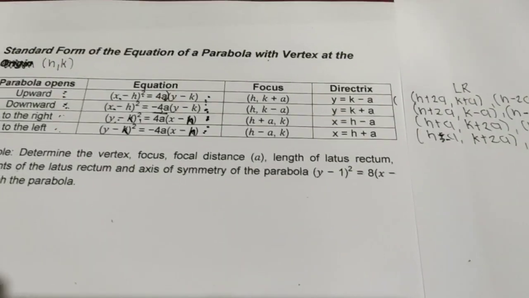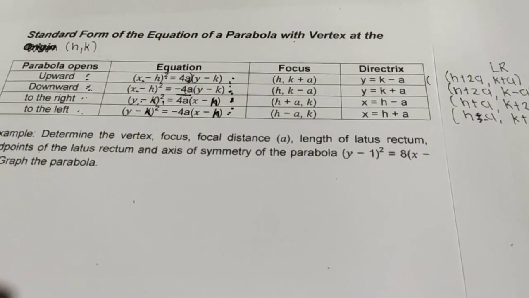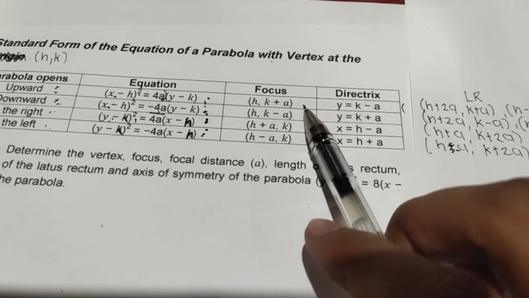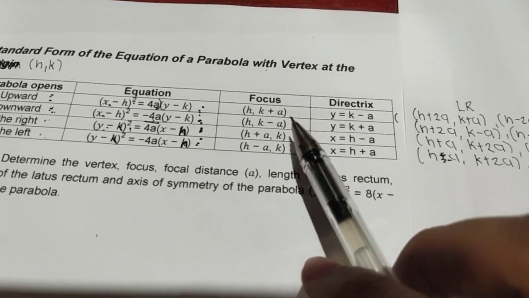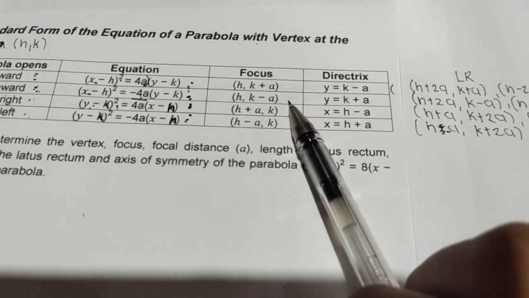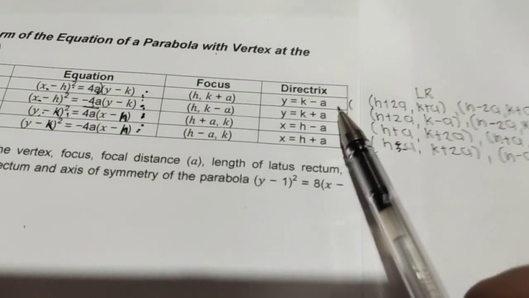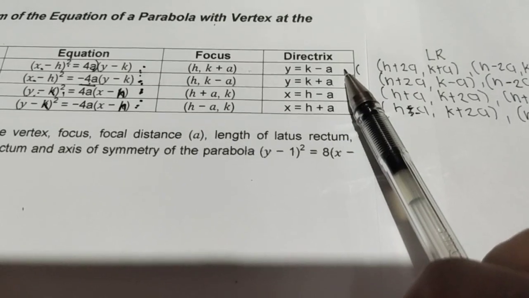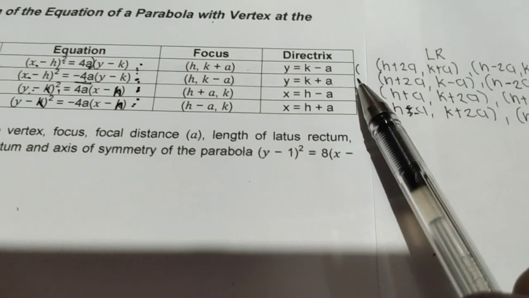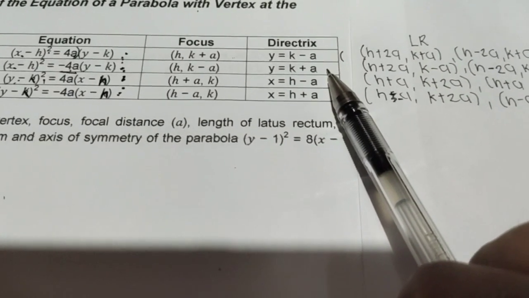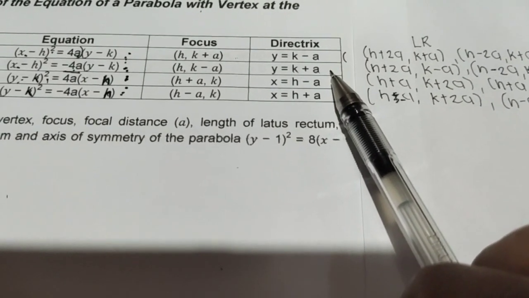The focus of the parabola that opens upward is (h, k plus a). And the focus of the parabola that opens downward is (h, k minus a). The directrix of the parabola that opens upward is y equals k minus a. And the directrix of the parabola that opens downward is y equals k plus a.